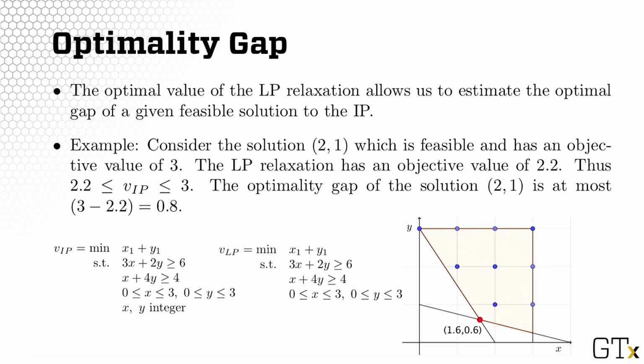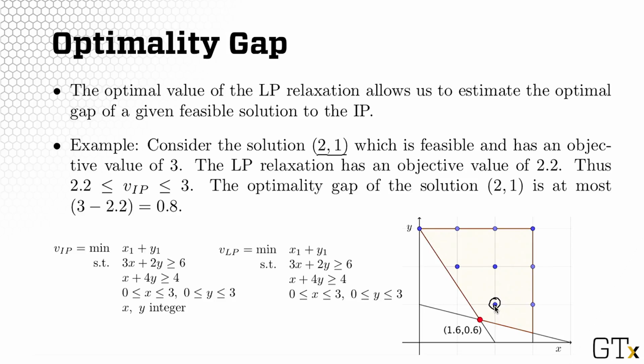It also provides a way to estimate an optimality gap of a given solution to an integer program. Let me illustrate that with an example. Let's go back to our example in the previous slide and consider the solution given by (2, 1), which is this point here. So this solution is x equals 2, y equals 1. Clearly this is a feasible solution.